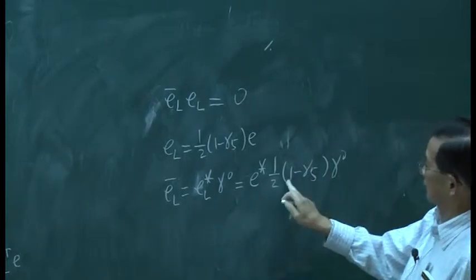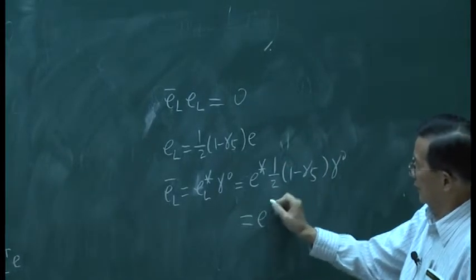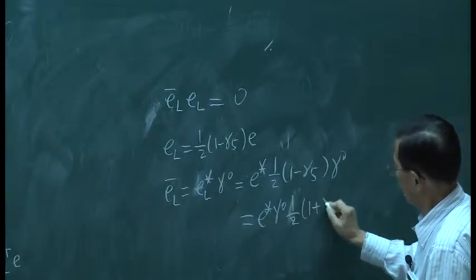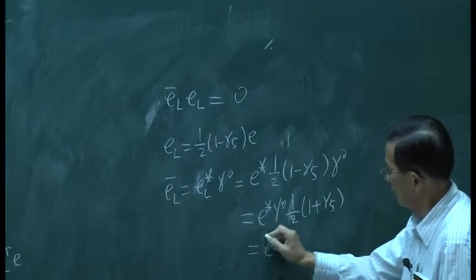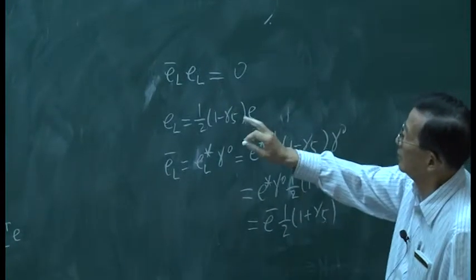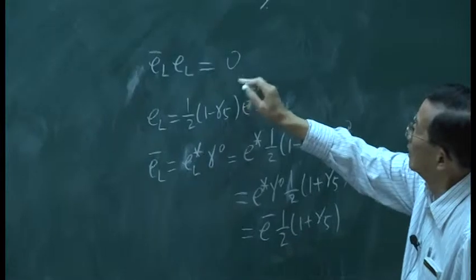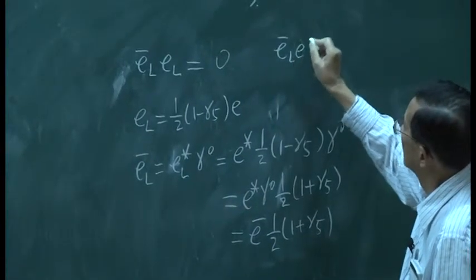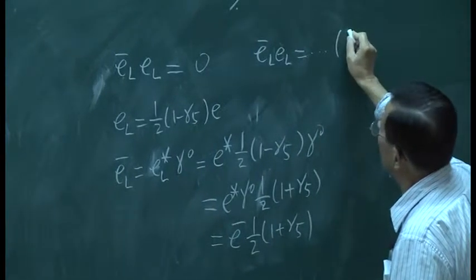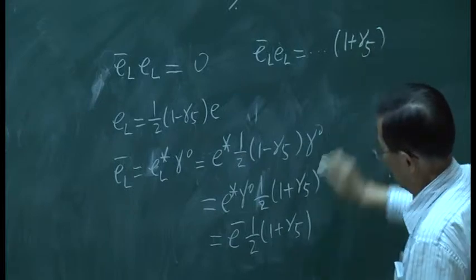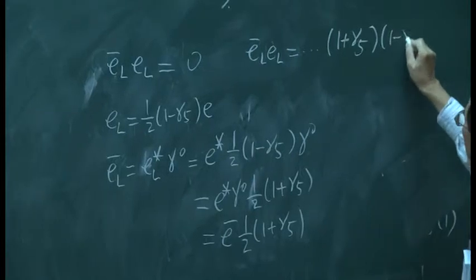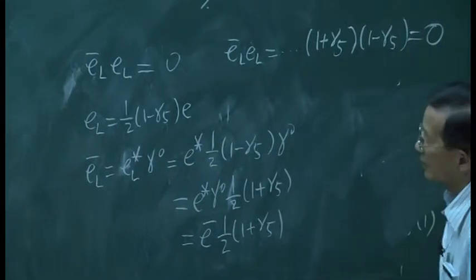And then when I move the gamma 0 through here, that just becomes E star gamma 0. And then here's 1/2 (1 plus gamma 5). So that's equal to E bar 1/2 (1 plus gamma 5). So when I make this combination, I get something here, and then I have 1 plus gamma 5 from here, and from here I have 1 minus gamma 5, and that equals 0, okay?